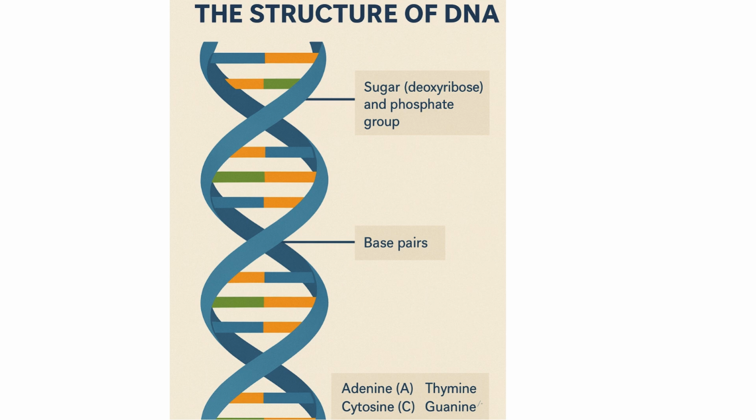Now here is the structure of DNA. DNA is a double helix. Imagine a twisted ladder. The sides of the ladder are made of alternating sugar, deoxyribose, and phosphate groups, and the rungs are base pairs. There are 4 nitrogenous bases in DNA: adenine (A), thymine (T), cytosine (C), guanine (G). These bases pair specifically: A pairs with T, C pairs with G.